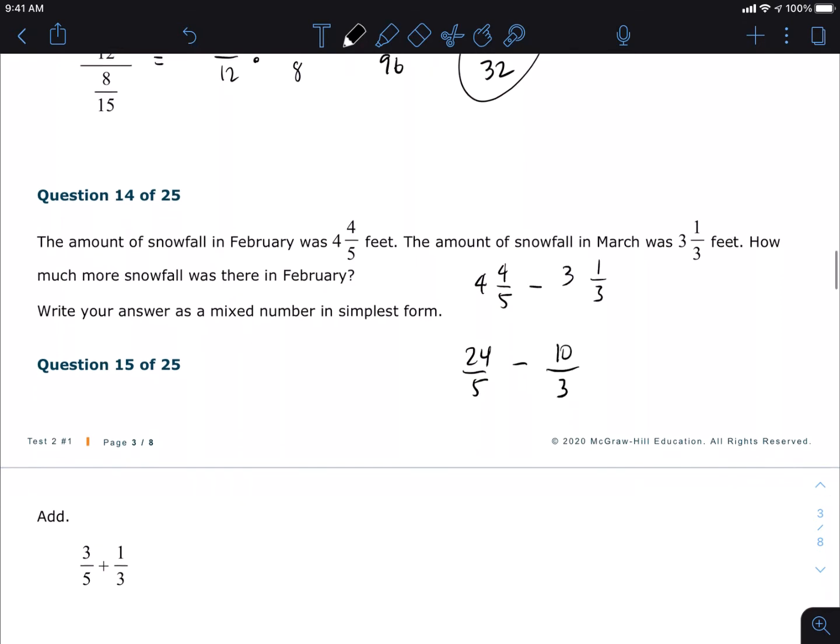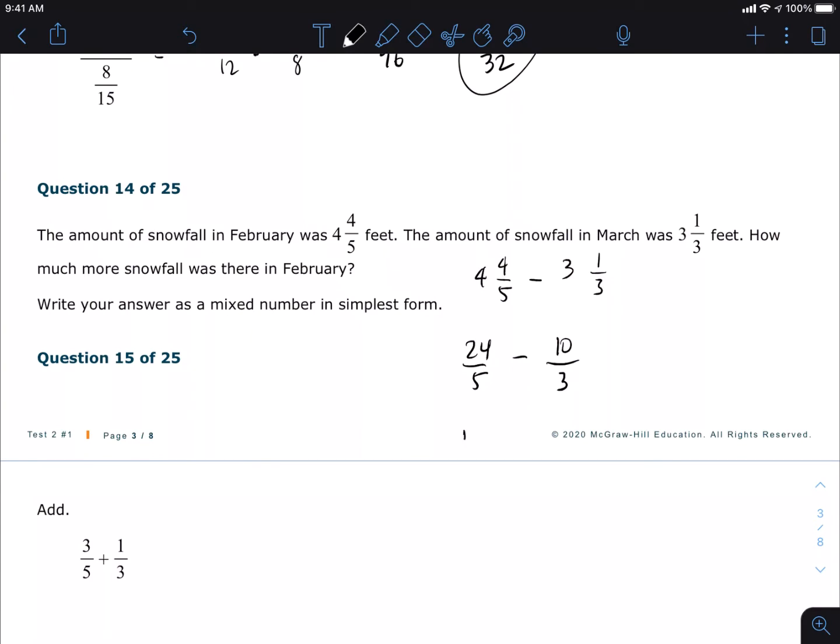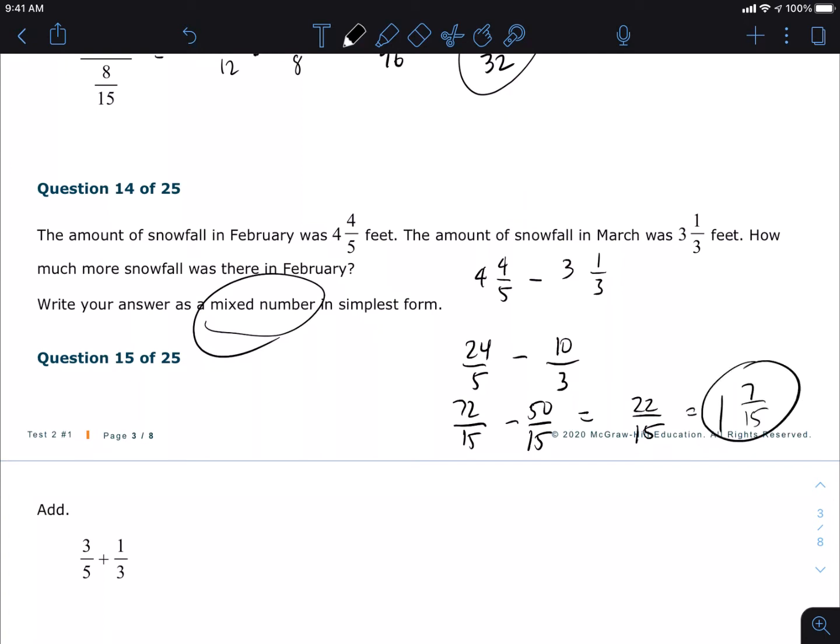I also need common denominators, so it looks like it'd be 15. So this is 72. That was multiplied by 5, so that looks like 50. And so it should be 22 over 15. But they probably want that in a mixed number. So it's going to be 1 and 7 over 15, and that's my answer.